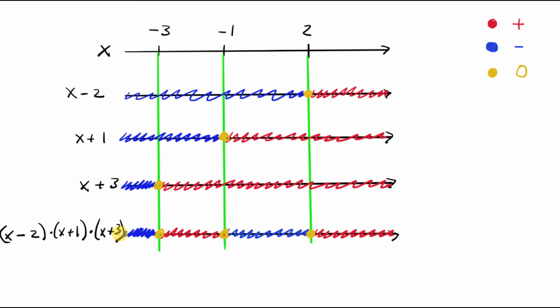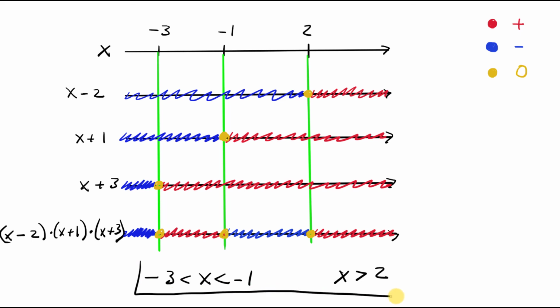Now we wanted to find out when this is larger than 0. So that means it's here and here. So we have the solution that x should be larger than 2, or x in the interval between -3 and -1. So these are the solutions to the polynomial inequality.